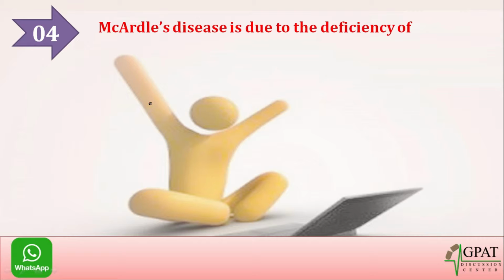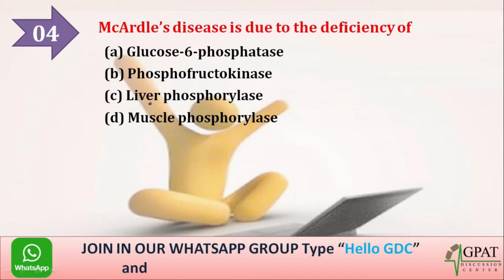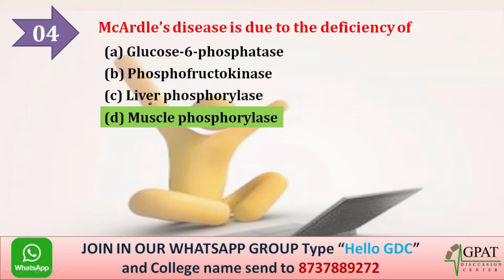myocardial disease is due to the deficiency of, and the options are: option A, glucose 6-phosphatase; option B, phosphofructokinase; option C, liver phosphorylase; option D, muscle phosphorylase. So the correct answer is muscle phosphorylase. Myocardial disease is due to the deficiency of muscle phosphorylase. Let's discuss it in detail.